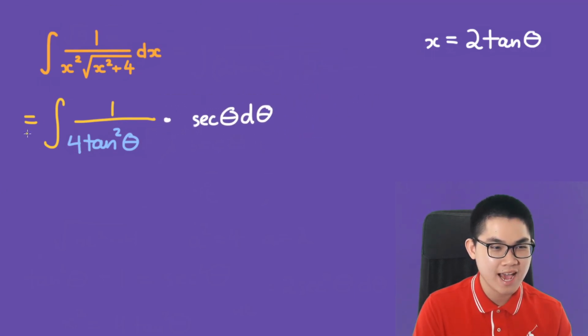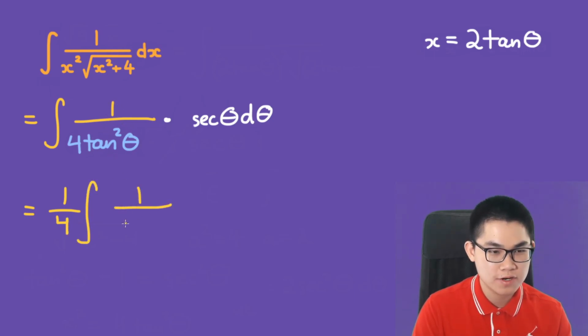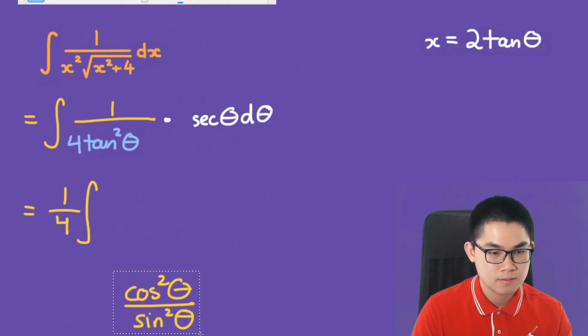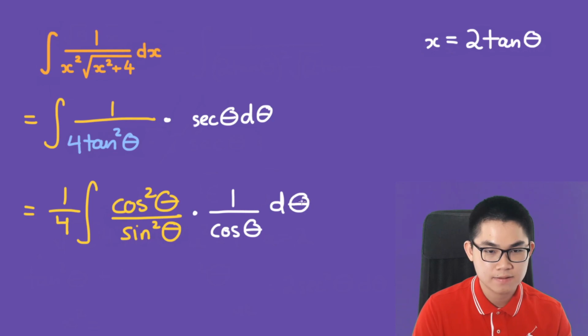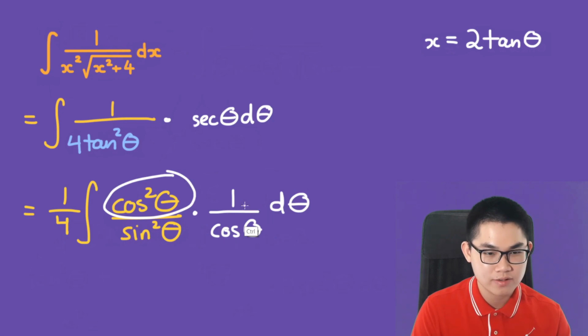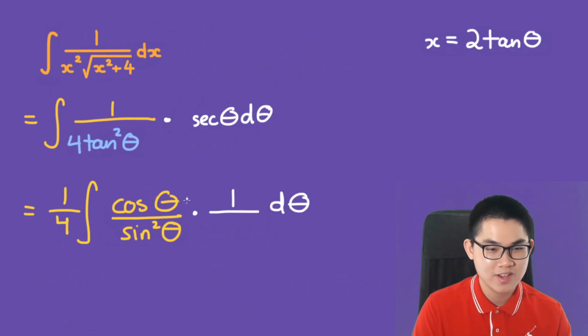We can move the 4 outside of the integral, so we have 1 over 4 times the integral of 1 over tan to the power of 2. And 1 over tan squared is basically the same as cosine squared over sine squared. Then we multiply by secant, and secant is basically 1 over cosine, d theta. And as you can see, we have a cosine squared and a cosine, so they cancel out. We can also get rid of this because this is basically times 1.